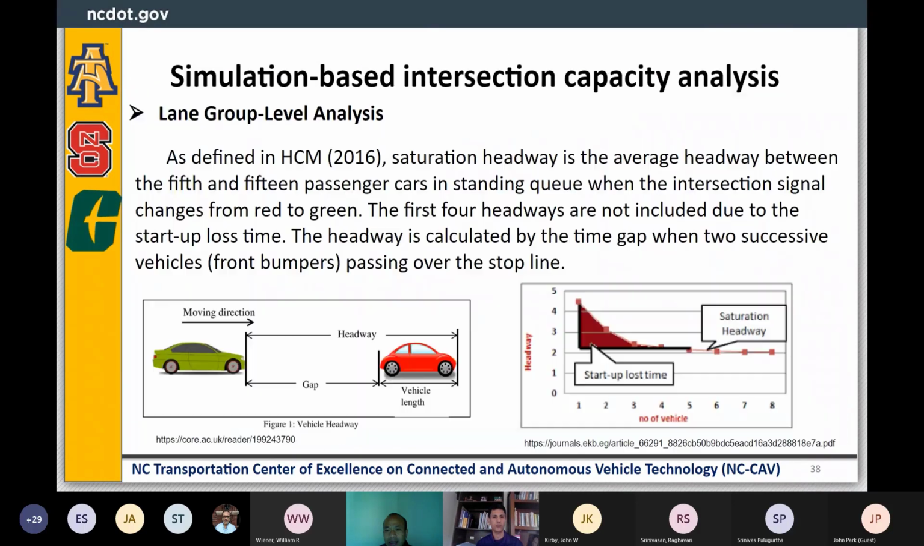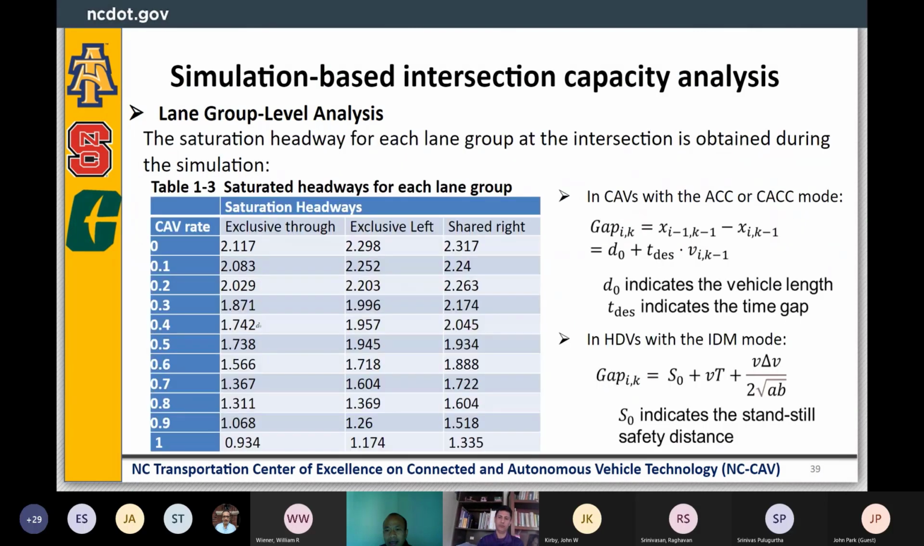And next slide, Ali. So according to the HCM, we know that saturation headway is currently calculated as the average headway between the 5th and the 15th passenger car in the standing queue for intersections. And that's how we calculate the saturation headway in our research. Next slide, please.